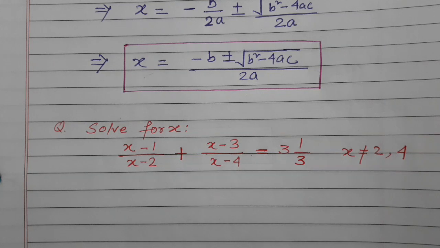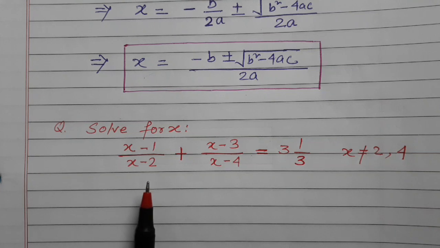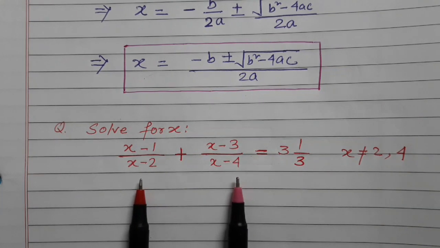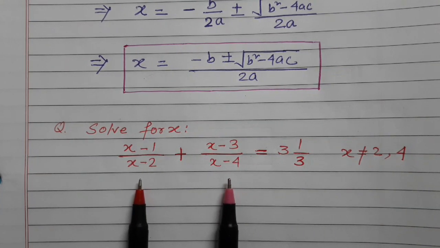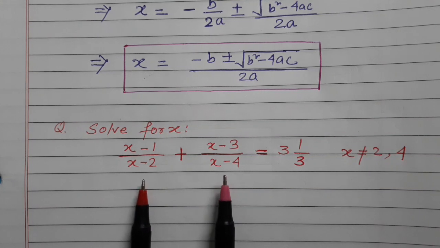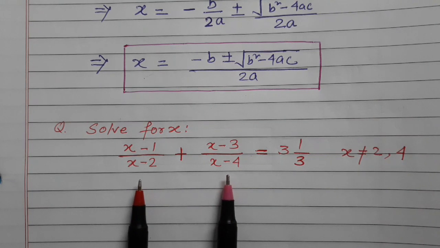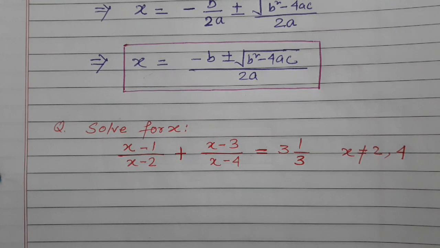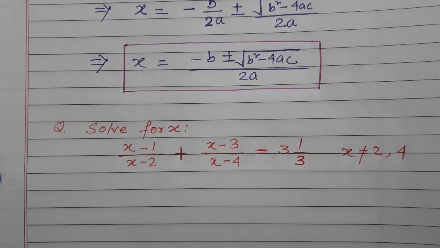Now let us solve this given equation for x. Here x is not equals to 2 and 4, because if x equals to 2 or 4, then this term and this term will become 0. The denominator will become 0, and hence both the terms will be undefined. So therefore x is not equals to 2 and 4.